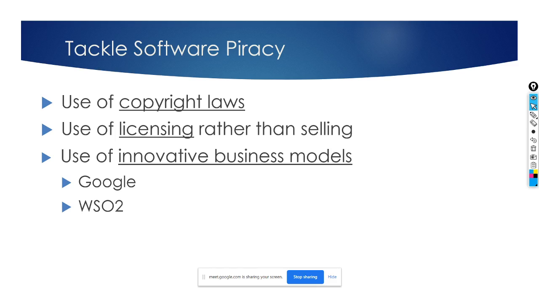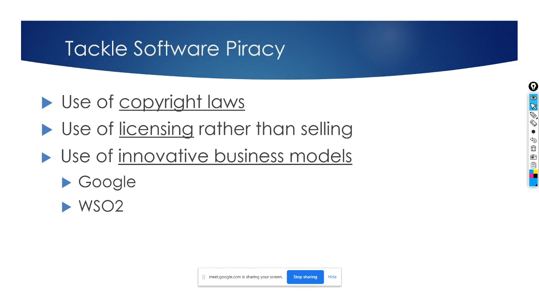So there are a few things that you can do. Copyright laws are there, right? So in case of a big piracy, they can always go to the courts and get their money back, right? Then they don't sell their product. What they do is license the product. You never sell the software unless you really want to get rid of that software. You just give the license to use it. The ownership of the product, or the code, stays with you, right?